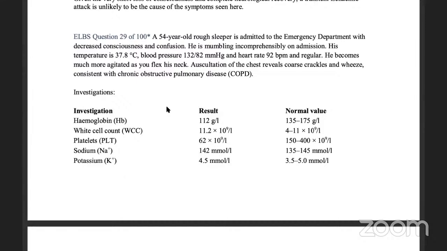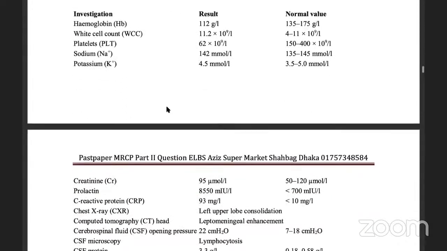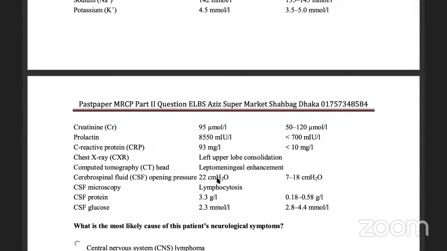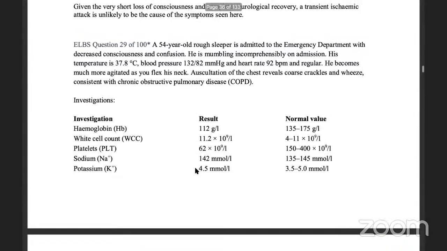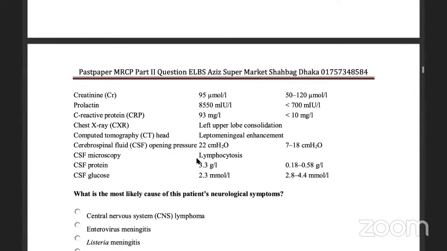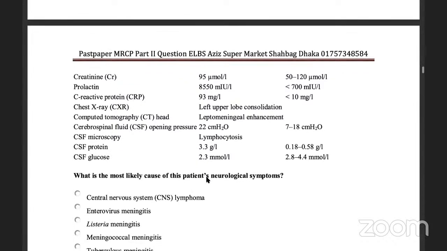So here, okay. Creatinine and prolactin level raised. CRP raised. Left upper lobe consolidation. Left meningeal enhancement. That means something like TB. But the history is not correlated. And CSF pressure 22, lymphocytosis, protein raised, glucose low. What is the most likely cause of this patient's neurological symptoms?